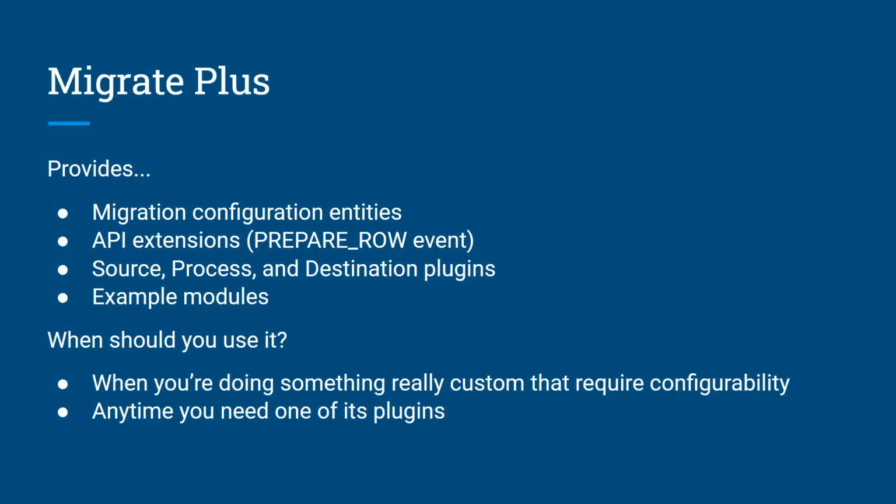When should you use it? When you're doing something that requires configurable migrations. And if you're doing that, then you're probably a pretty good developer who's doing something incredibly custom. And aside from that, you can also use it whenever you need one of its plugins, like in my JSON example. If you need it, you can simply enable it, and then its plugins are available to you to use in your migrations with no problem at all. So these are the two requirements that I think of when I'm trying to decide whether or not I need the Migrate Plus module.